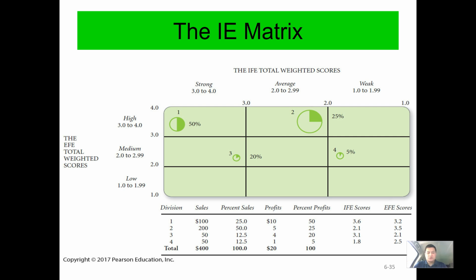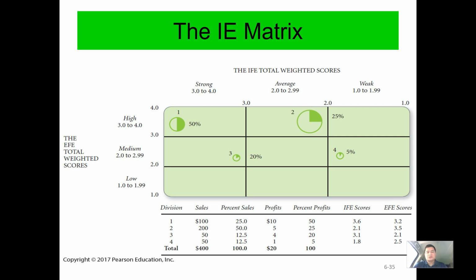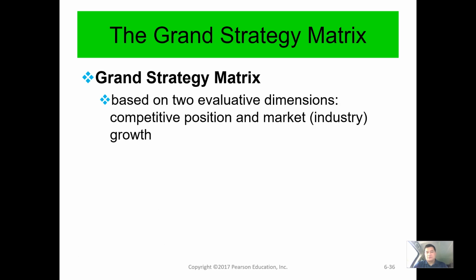As you can see in this table: division, sales, percent sales, profit, percent profit, EFE scores, and IFE scores. You will be given some examples based on the IE matrix in the next chapters, so we can do some calculations. In the table, the calculated version for this matrix is already given. If you want, you can do some googling; it's not a very complicated matrix system. It's very easy and you can understand it.